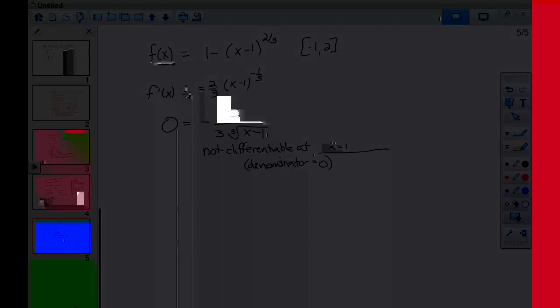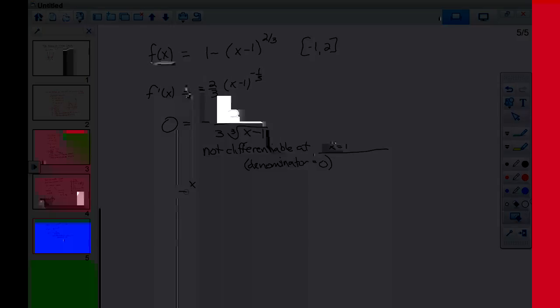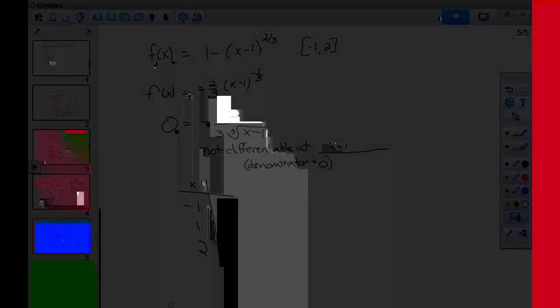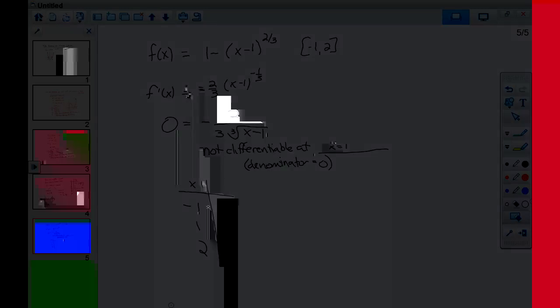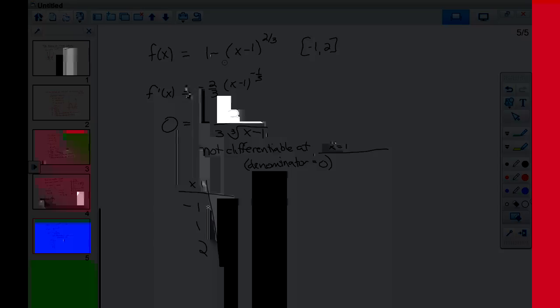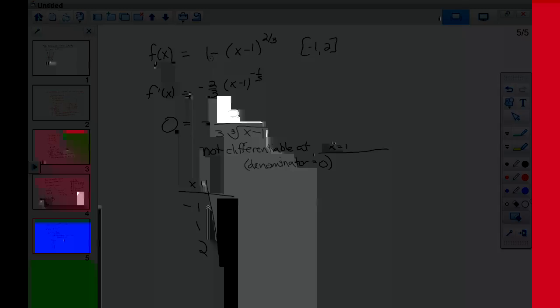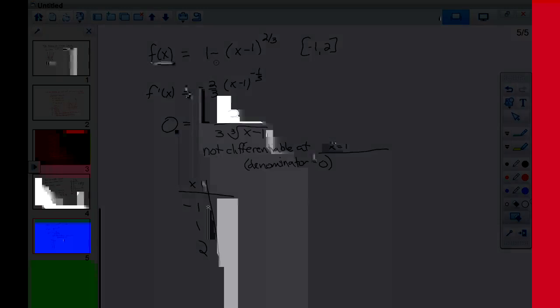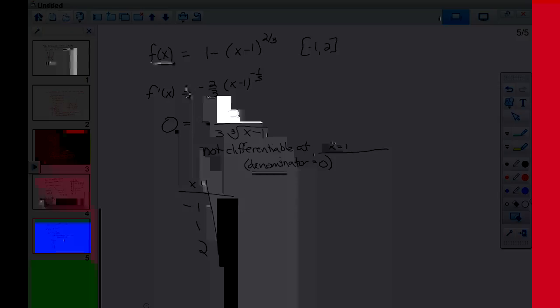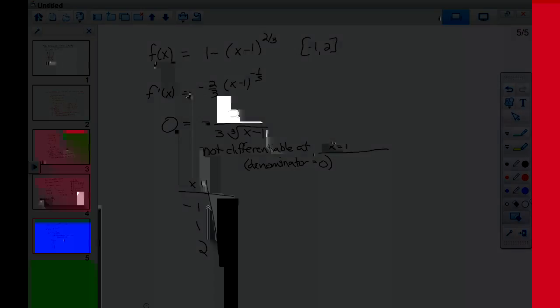What else did we say? This is either a corner or a cusp. The function is continuous at 1, right? It just returns a value of 1. So the function exists at 1. It's just not differentiable. So you know something is happening, like a corner or a cusp.